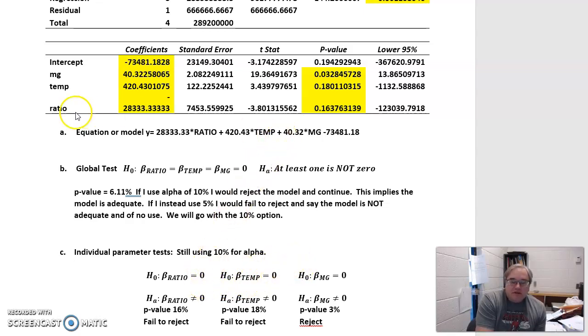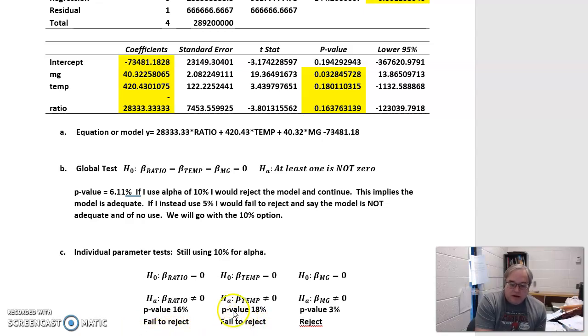So you find these p-values here. Ratio p-value: I just round them to the nearest percent, 16%, 18%, 3%. So 16% is way higher than 10. I would fail to reject. That means this value is not useful. Temp is also not useful because we failed to reject. I didn't write it here. I should, but I think I was out of room.